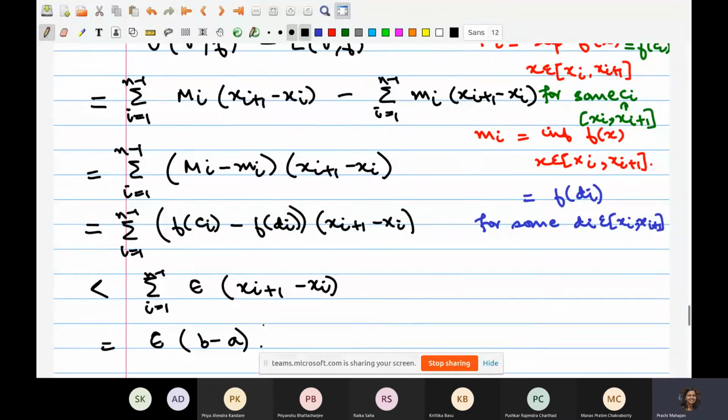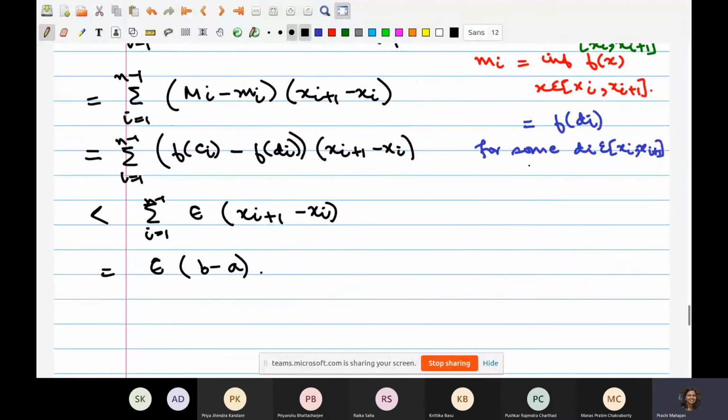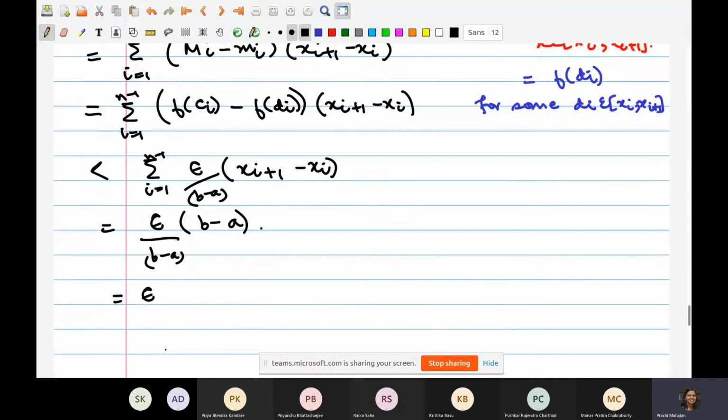Right? And if you want to be very, very careful, instead of epsilon here, let me have an epsilon by b minus a here, which means that I will get an epsilon here. Right. So what have I done?